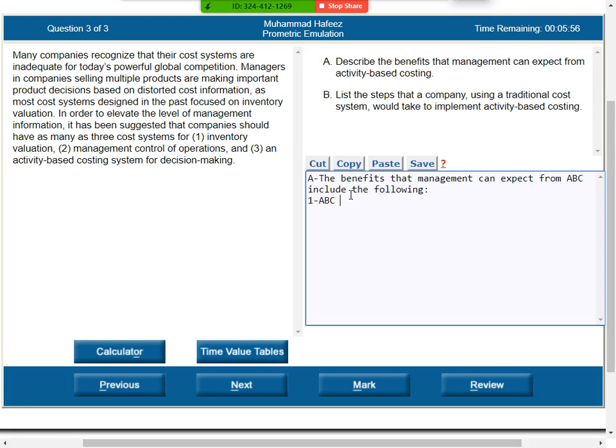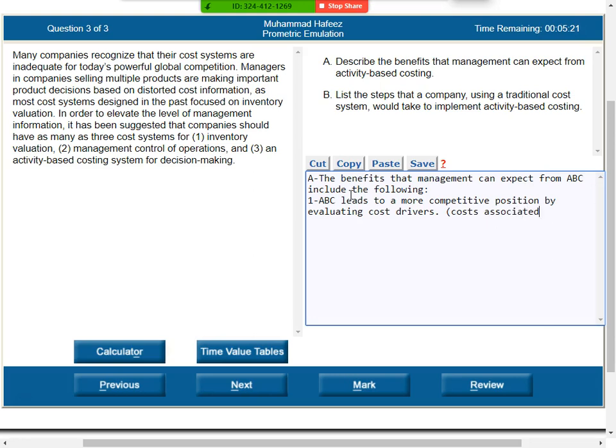ABC leads to a more competitive position by evaluating cost drivers. And I'm sure you know what are cost drivers. Activities that drive cost up. You can just give a brief description what these are.